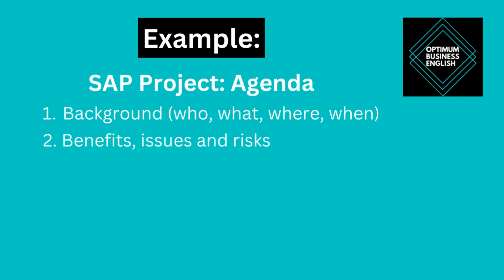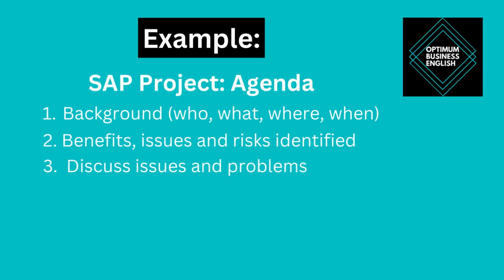Secondly, what are the benefits, issues, and risks that have been identified so far? At this point of the meeting, in the third section, everyone who has a stake or an interest in the project will be invited to share their views on potential issues and problems the project may face, adding any others that may have been missed so far and which will also then need to be included.